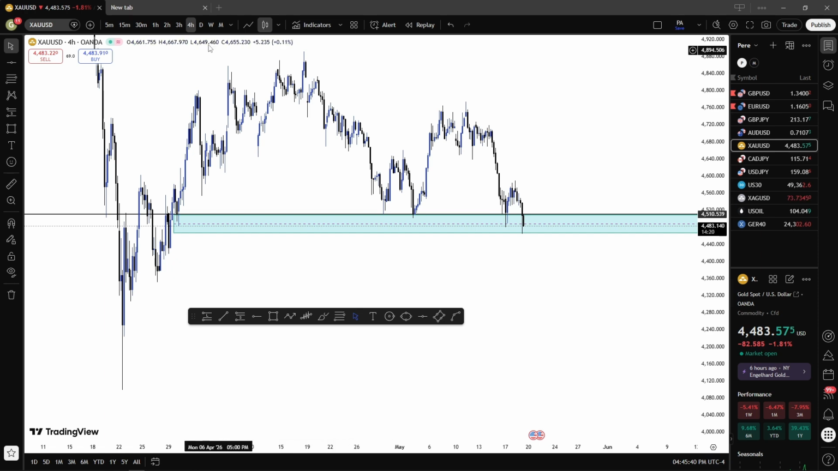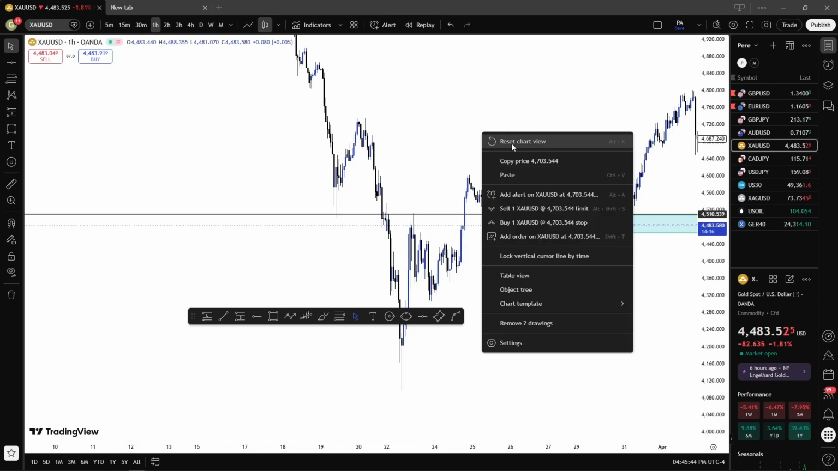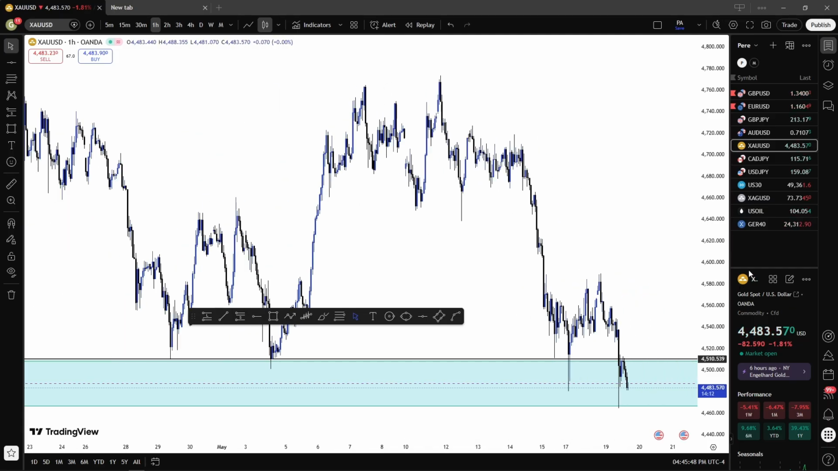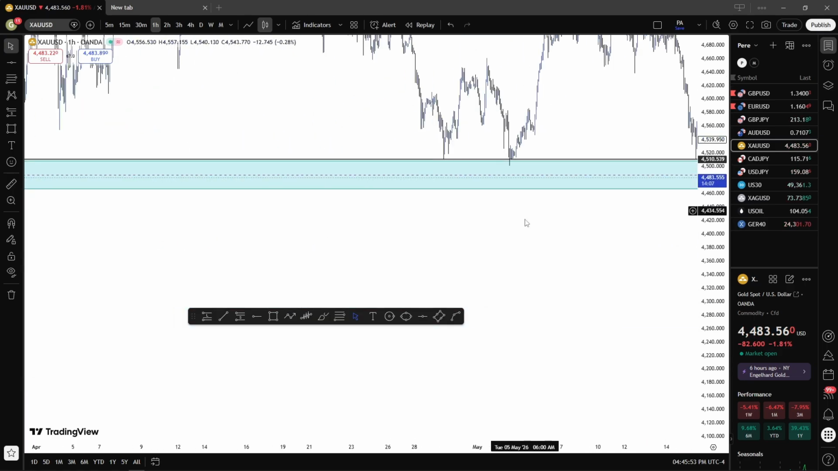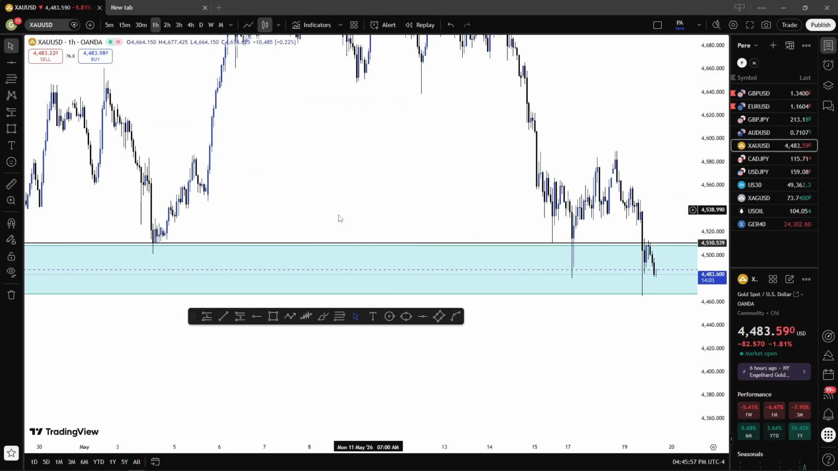And let me just look at the 1-hour time frame. The market is not really looking clear to me on gold. Yeah, the market is actually not too certain on gold. But gold still looks very bearish to me. I'm not going to lie, gold looks very much bearish.